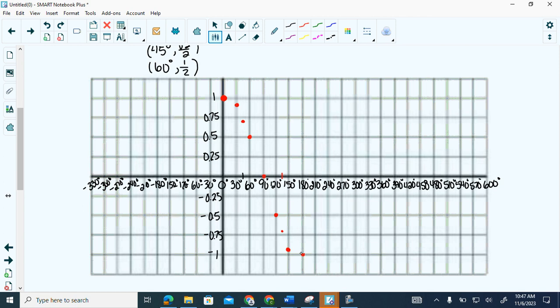Cos of 180 is negative 1, then negative 0.866, then 0.707, then 1/2, then 0, then 1/2, then 0.707, then 0.8660, then 1, then 0.707, then 1/2, then 0, then negative 1/2, then 0.707, then 0.8660, then negative 1. You see what I'm doing? It's repeating itself. So if I go this way, it's the same thing.